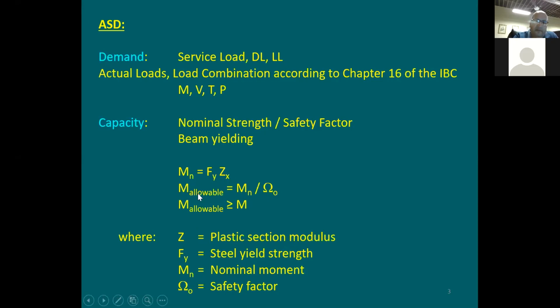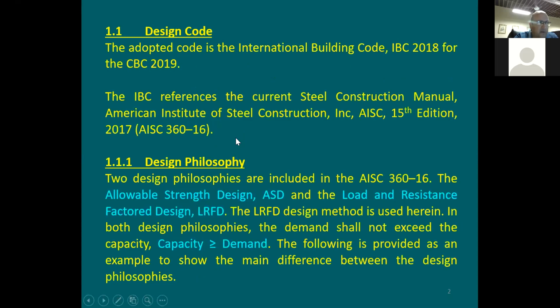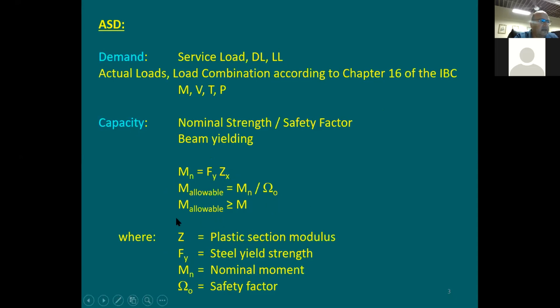Now the allowable moment is going to be equal to the nominal capacity divided by omega sub 0, which is the safety factor. It's right there. Just M, if you say M in ASD, it means the demand, the applied load. And M allowable is going to be the allowable load. So in this case, I need the allowable load or allowable moment to be greater or equal to the moment demand. And with that, I'm going to go back one step to the previous slide and come back to this equation, which says capacity is going to be more than or equal to the demand. So I was able to provide this in this equation here.